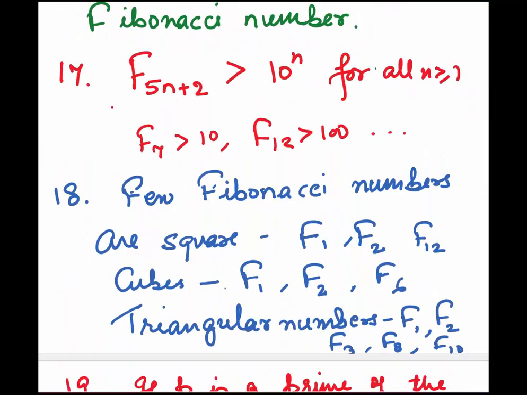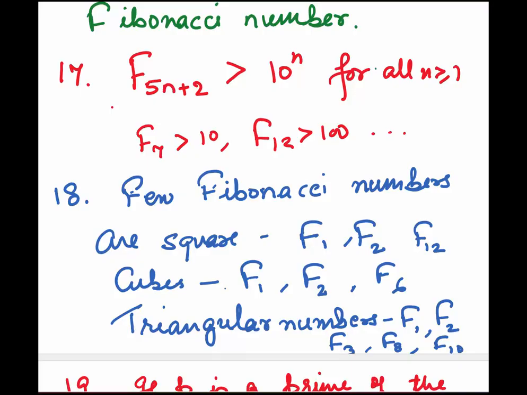Now let's see the growth of Fibonacci numbers of the form f of 5n plus 2. They will always be greater than 10 to the power n for all n greater than or equal to 1. Take n equal to 1, you get f of 7. f of 7 is greater than 10 to the power 1. Take n equal to 2, you get f of 12, which is greater than 10 to the power 2. You can check the rest of them.